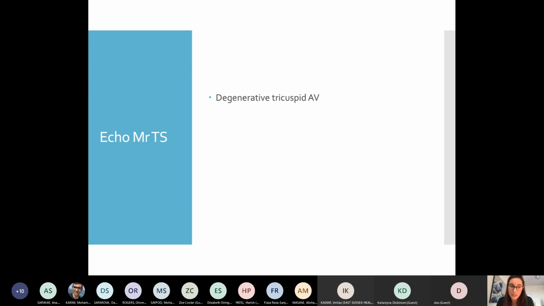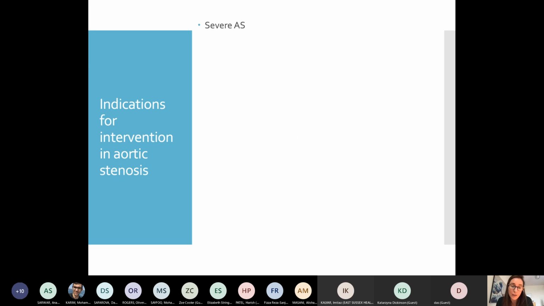So the patient we looked at, we've already seen some images. He's got a degenerative tricuspid aortic valve. I can tell you that these numbers suggest that he's got a severely stenosed aortic valve. So he's got high gradients and a low valve area. So when do we think about intervening?